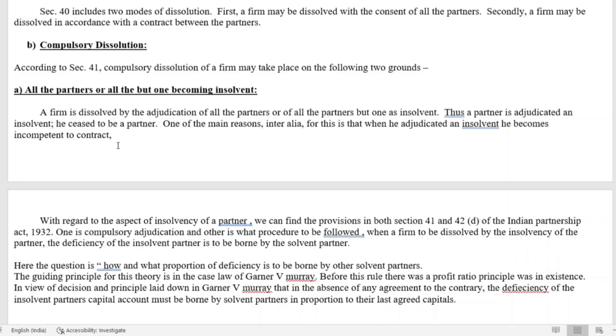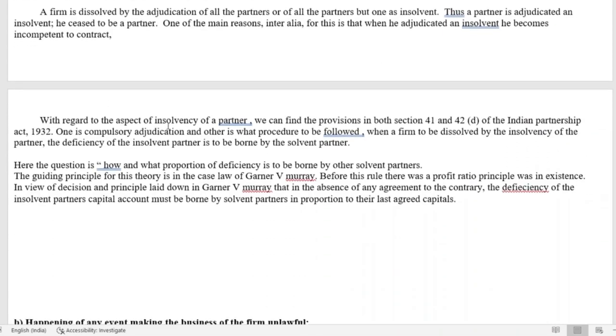As you know, what is the legal effect when any partner has been adjudicated as insolvent? He ceases to be a partner. He doesn't have any more credentials. He cannot enter into a contract, and no action can be taken against him. One of the main reasons for this is that when he is adjudicated as insolvent, he becomes incompetent to contract. So this aspect we can see.